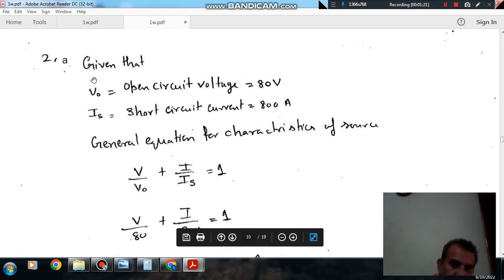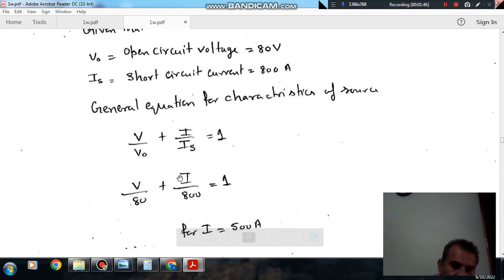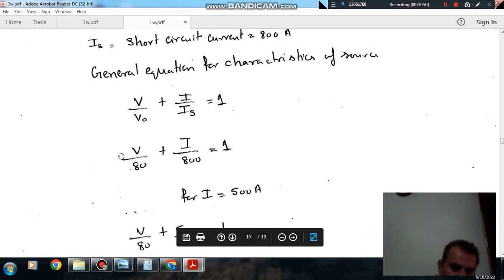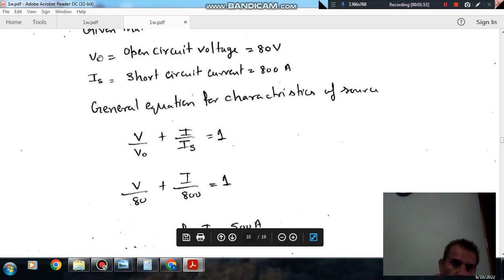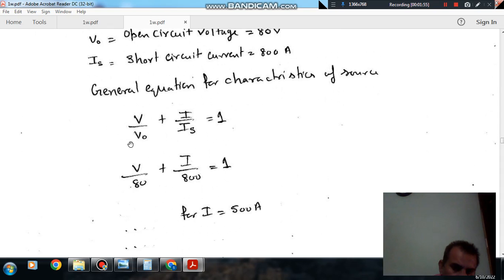So here, given that the open circuit voltage is 80 volt and short circuit current is 800 ampere, the general equation of the characteristic of the source is V by V naught plus I by IS is equal to 1. So that is the general equation. V naught is your open circuit voltage, IS is your short circuit current. So V by 80 plus I by 800 is equal to 1. Now this is the general equation for that open circuit voltage and short circuit current.